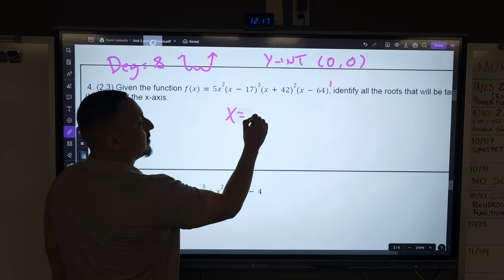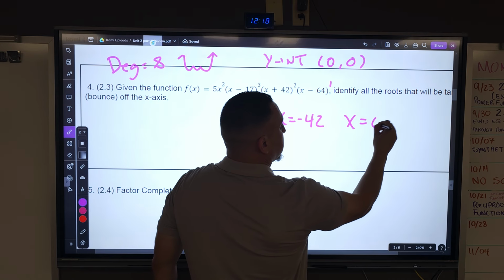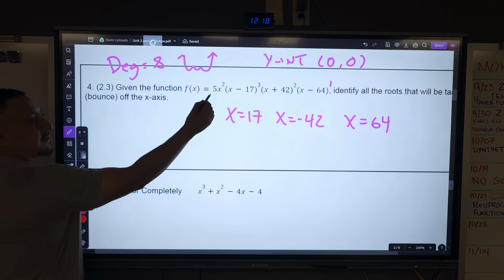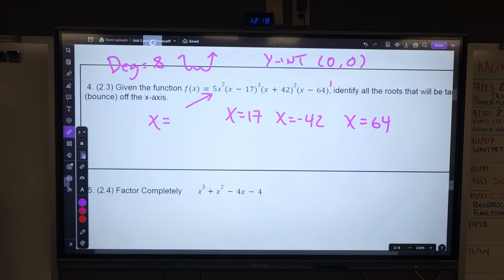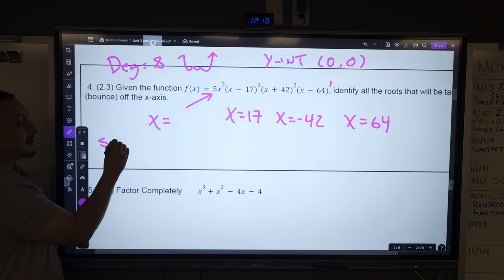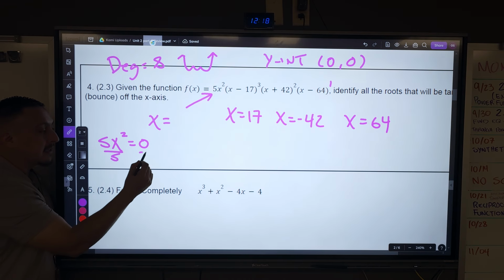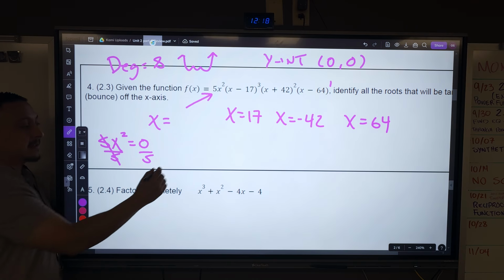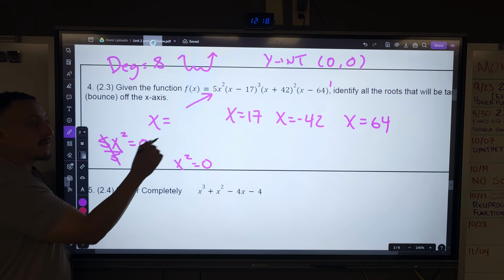So 17, negative 42, 64, right? Because you're really setting those equal to 0. What is this root right there? Let's actually solve it so I can show you. I want you to be real confident about it. So if I solve this, what's 0 divided by 5? 0, right? So you have x squared equals 0. So what squared is 0? 0.